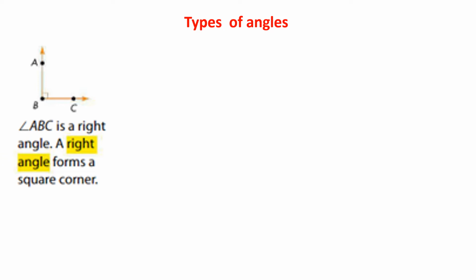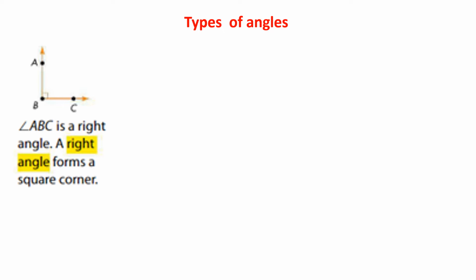How to name the right angle? By using 3 points on the angle, which are point A, point B, point C. So how to name the angle? Not like naming the line segment, line and ray, by using 2 points on those.